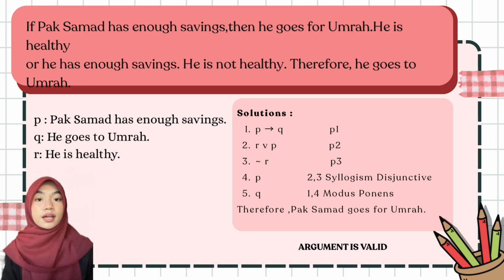Those are the premises. For 4, from 2 and 3, we use disjunctive syllogism. So we get P. For 5, we use 1 and 4 with modus ponens, and we get Q. Therefore, Pak Samad goes for Umrah. So the argument is valid.